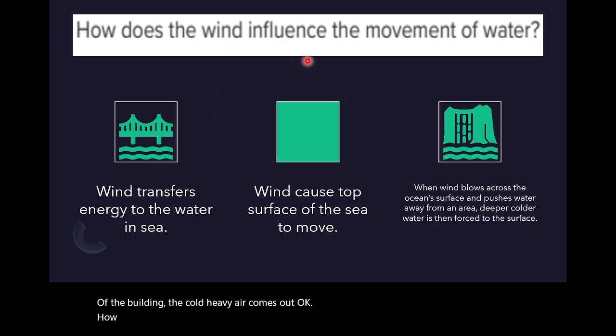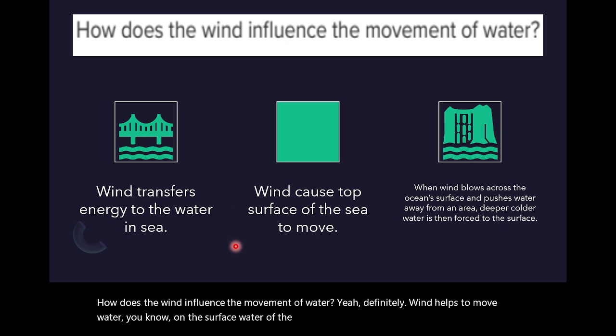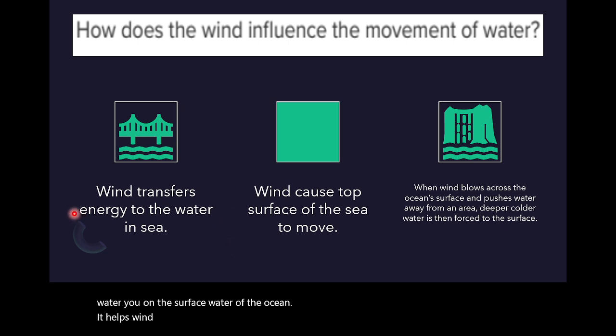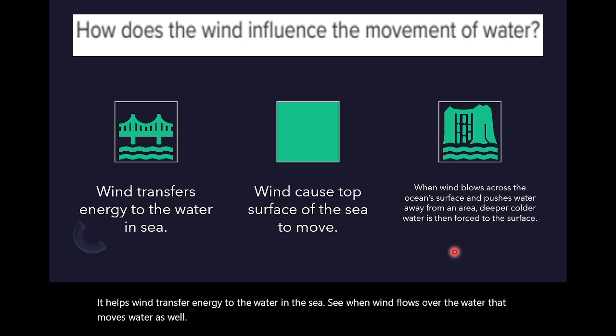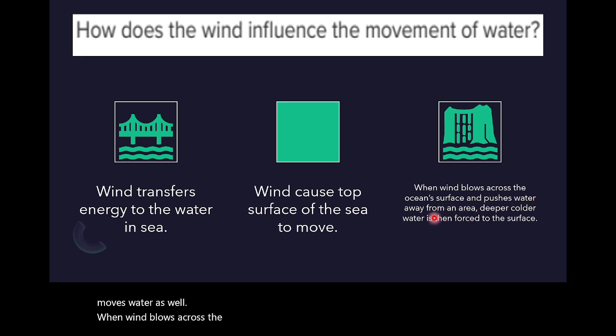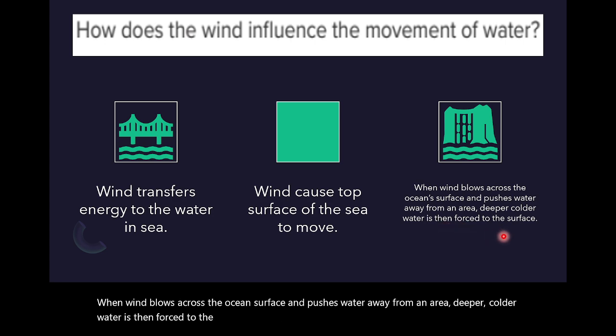How does the wind influence the movement of water? Definitely, wind helps to move the surface water of the ocean. Wind transfers energy to the water in the sea. When wind flows over the water, that moves the water as well. When wind blows across the ocean surface and pushes water away from an area, deeper, colder water is then forced to the surface.